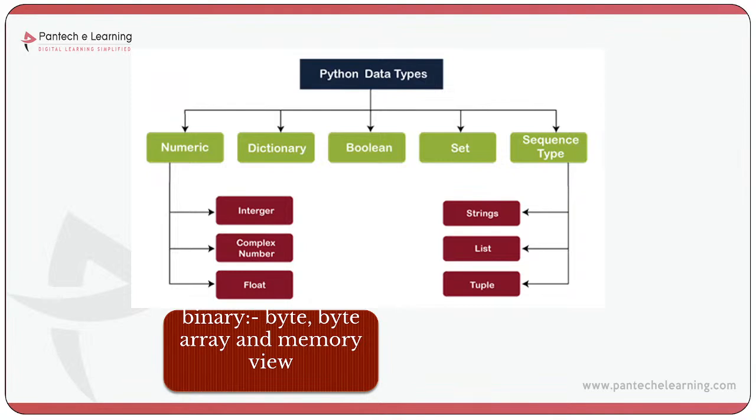Coming to Python data types. In Python, we have different types of data types: numeric, dictionary, boolean, set and sequence data types. In numeric data types, we have three types: integers, complex and float.